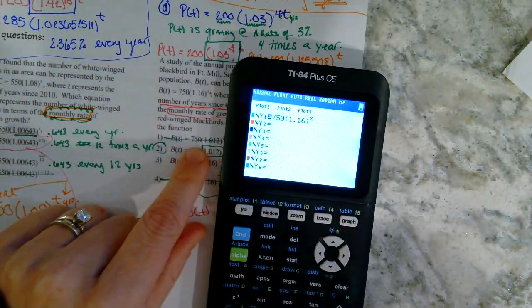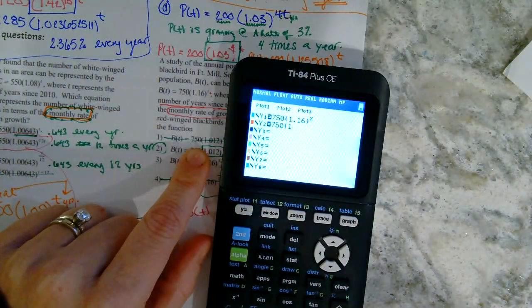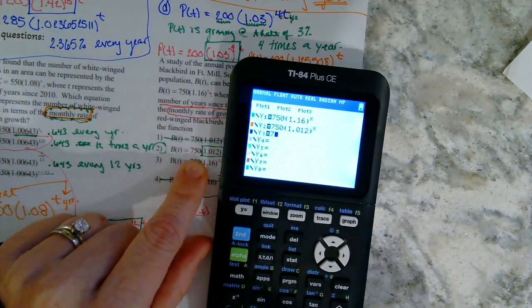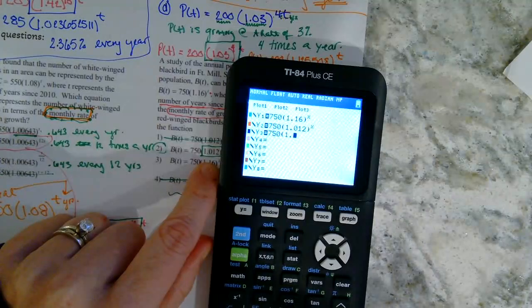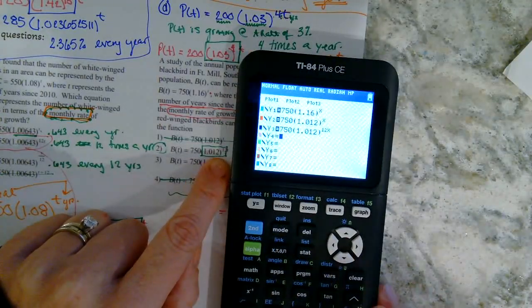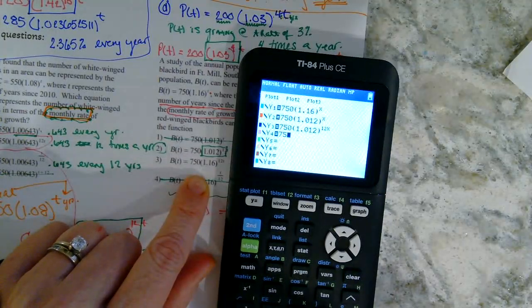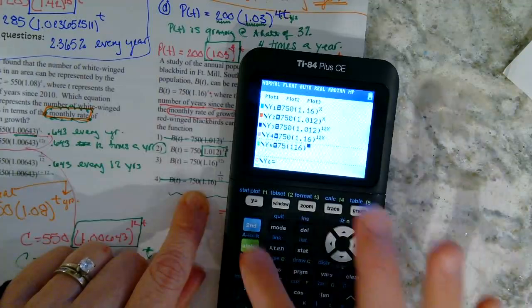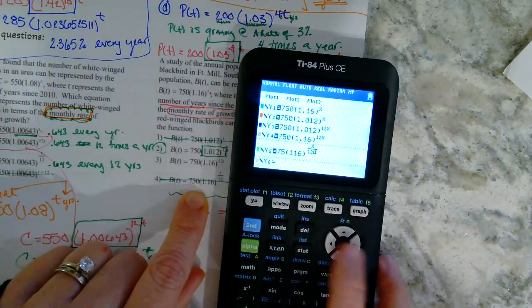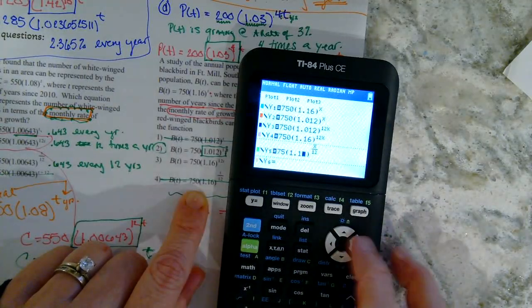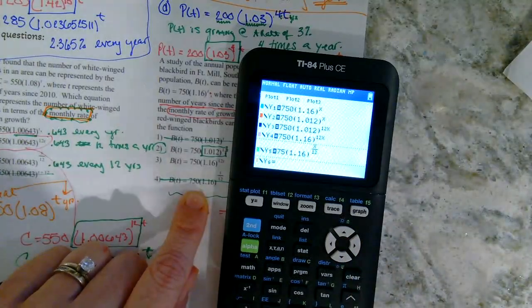So, in y2, let's put our choice 1: 750 times 1.012 raised to the x. And y3, let's put the next equation: 750, 1.012 to the x. Whoops, that should be 12x, sorry. And y4, I'm going to put the third choice, raised to the 12x. And y5, I'm going to put the last choice. And I missed my decimal, it looks like here, 1.16. All right, take a moment, see if you've got all 5 typed in and they look good.